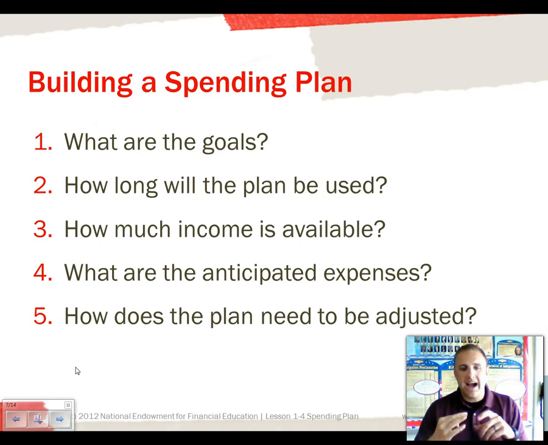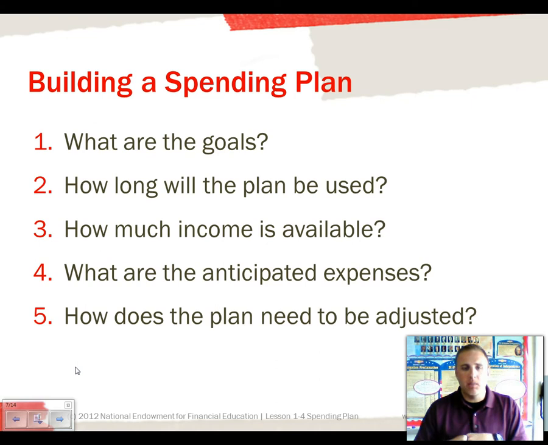The second step is how long will the plan be used? We can all establish some type of saving plan that would allow us to save a lot of money in the short term. But using that same plan with those same principles over a long range period might actually hurt us financially.